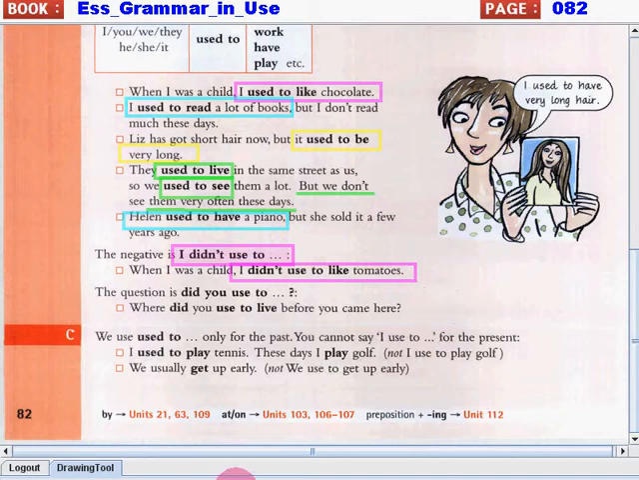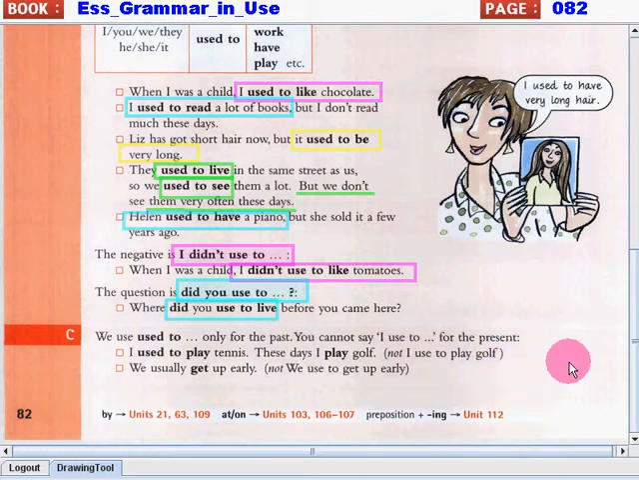Now, how about the question form of this phrase? The question form is "Did you used to?" Let's have an example here. Where did you used to live before you came here? So here you are asking someone where they used to live before they came here. Now they are at this certain place, but before they lived in another place. So you're asking about that.